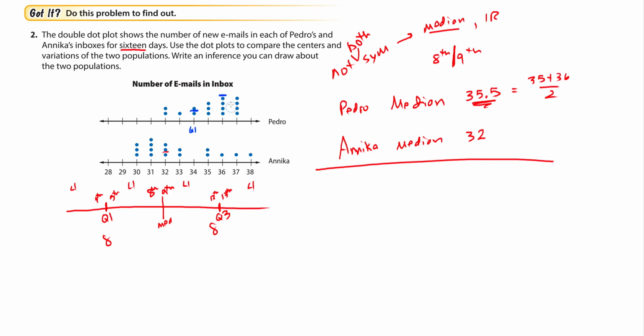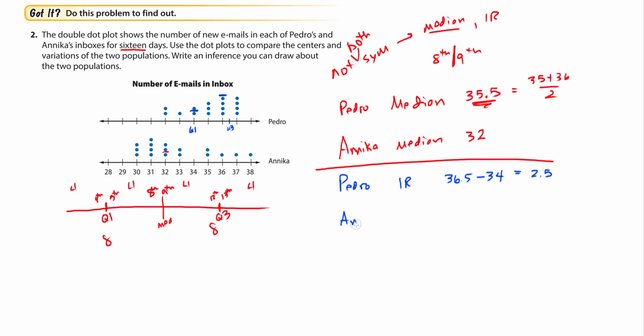So the Q3 is halfway between 36 and 37. So this right here is your Q3. So Q1 is at 34 and Q3 is at 36 and a half. So for Pedro, the interquartile range is 36.5 minus the 34. It is from here to here because I went between the 4th and the 5th and between the 12th and the 13th. And what is that? 2.5.